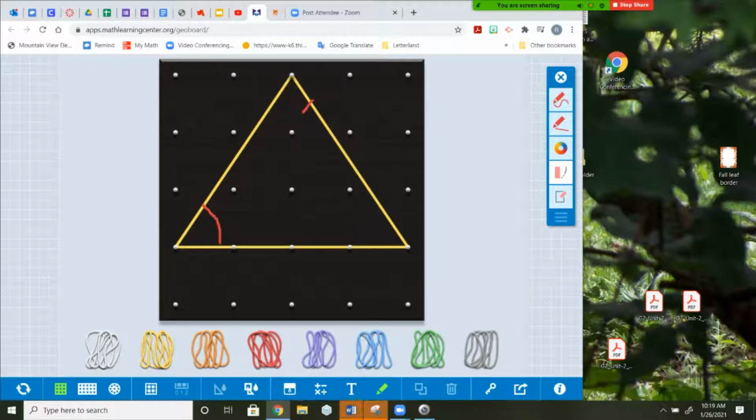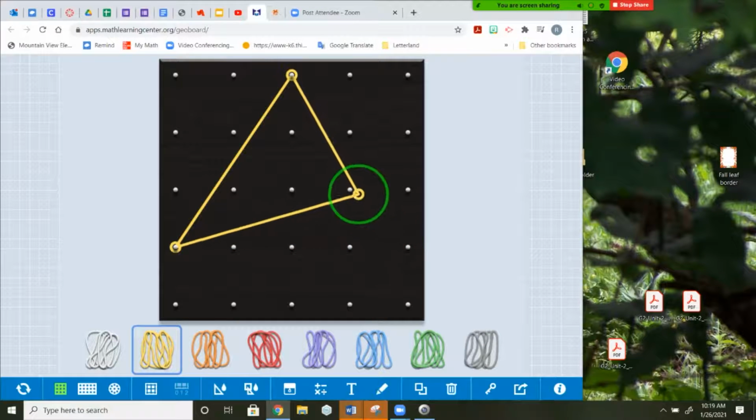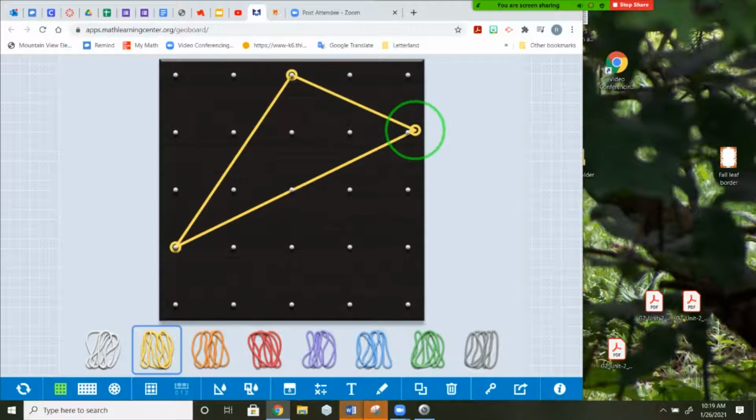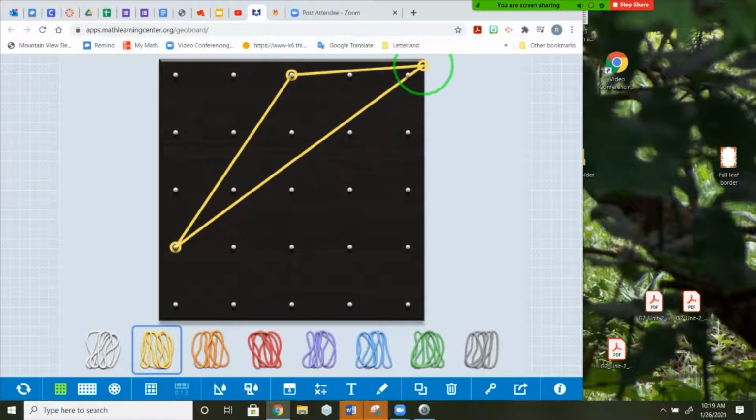Let me erase this. Oh, I like this. I could share this with you and you could practice it too. All right, so let me go back where I'm making this. I'm going to change this triangle a little bit. Yeah, look at this. Is this still a triangle? Yes. It's still a triangle. It's got 3 sides, 3 angles, and 3 vertices. A vertex or vertice is the point. You're seeing the points on the geometry.